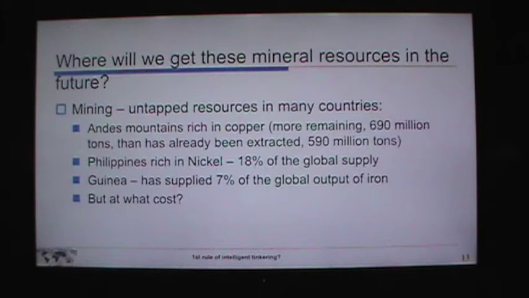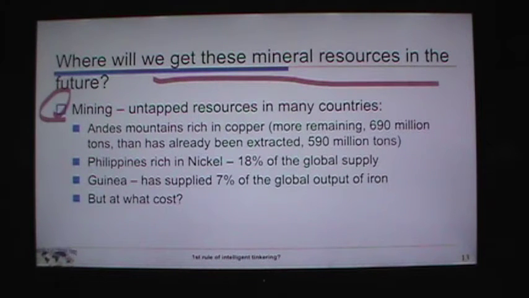At least in our time frame, we talked about non-renewable resources in the last lecture. This is a non-renewable resource in our time frame. Where will we get these minerals in the future? Well, a lot of it is going to be from mining of those untapped resources in many countries. The Andes are very rich in copper. Copper, once again, we have to have that. There's more remaining in the ground, 690 million tons, than has already been extracted, which is 590 million tons.